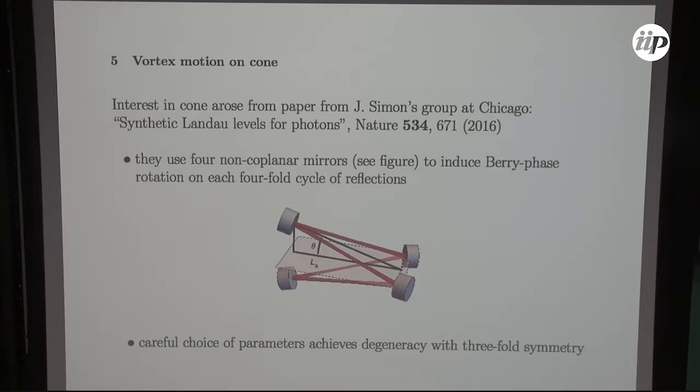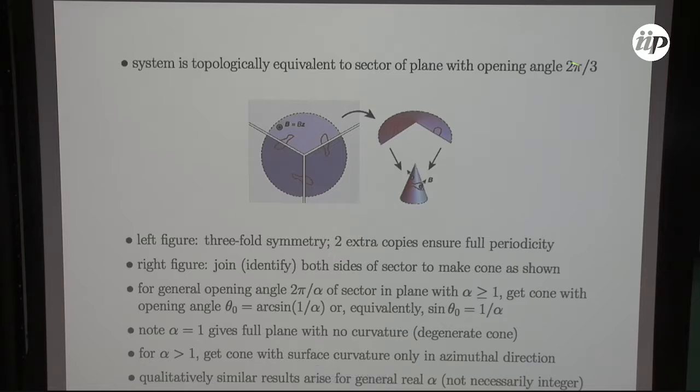This is from this paper, and this figure is from this paper. Here he says that the threefold symmetry is equivalent to a sector of the plane with 2 pi over 3 opening angle, because you can make 3 of them, and you go round and you see you have a figure here, the same figure here. So they all fit together. Take this sector and fold it into a cone. So the motion on the sector with periodicity over the 2 sides is completely equivalent to the motion on a cone. Okay?